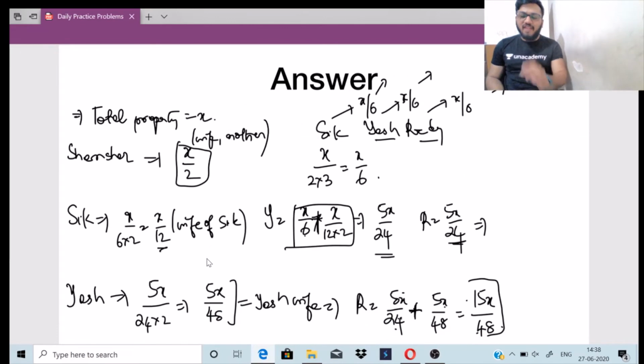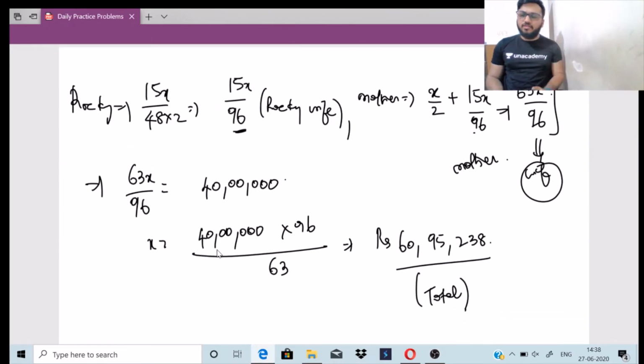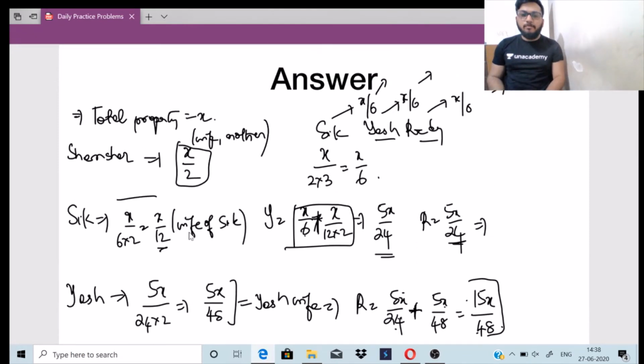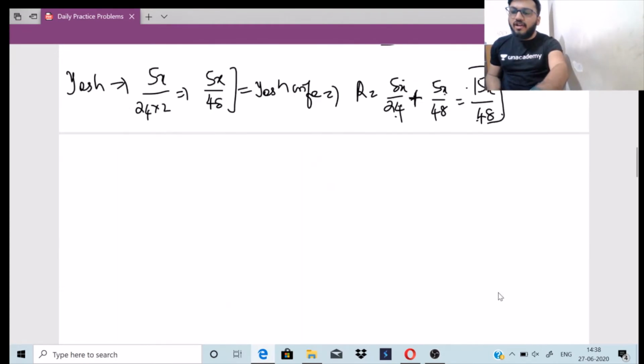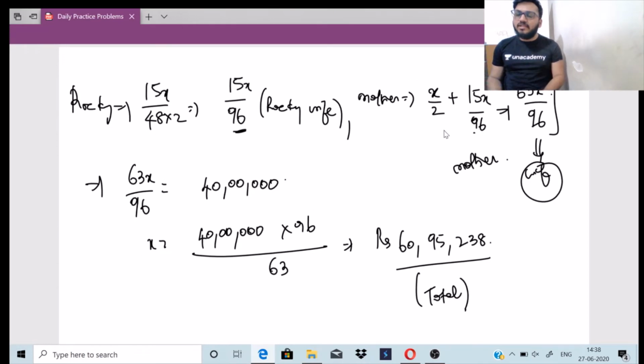So you can see here why it is necessary to calculate all the ratios. Now you will be like, sir, let's directly calculate the wife's value, meaning the mother's value. You can't do it directly, because the other two sons did not give any property to the mom. It was only Rocky who gave property to the mom, and for everyone else it is a half share. So you have to go from the first step, from the Shamsher step, then the Sikandar step, then the Yash step, where you'll get Rocky's share. Then Rocky's half will go to the wife and the other half will go to the mother. Add the mother's first half and the next half, and you'll get the total, 60,95,238, which is the total property.